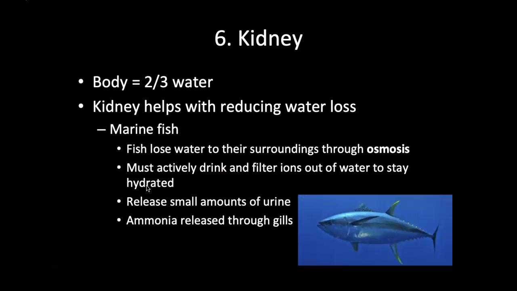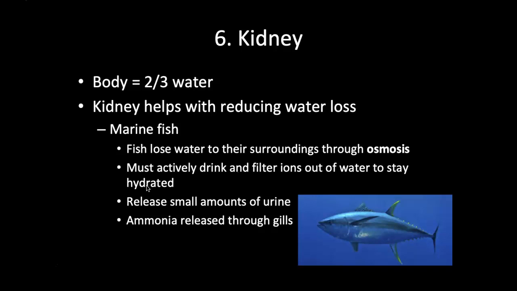The sixth characteristic of our fish is going to be the fact that they have a kidney. What is kind of cool about fish is that although they live in water, their body is also 2/3 water, or made up of 2/3 of water. And so the kidney actually helps reduce water loss. You wouldn't think about it, but fish actually have to still find a way to keep the water that they have within their body there. And so what you'll find is that the kidney helps with this process.